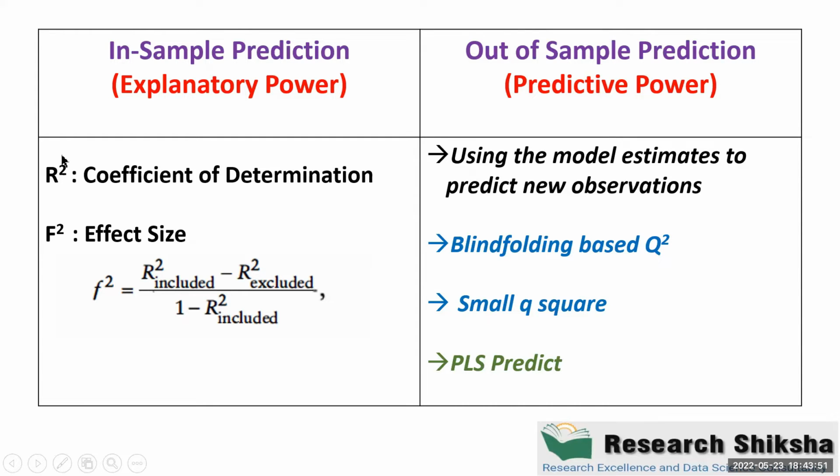Now we have two terms, R square and F square. Both are measurements of in-sample prediction, meaning explanatory power. And out-of-sample prediction means we are applying the same model on another data set and calculating how much the prediction accuracy is. Prediction accuracy is measured by capital Q square, small q square, and also PLS predict. Okay, now I will explain each and every term in detail.